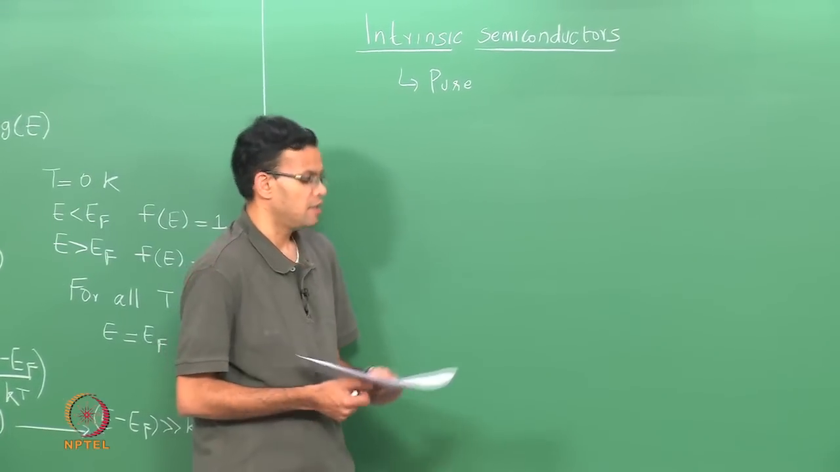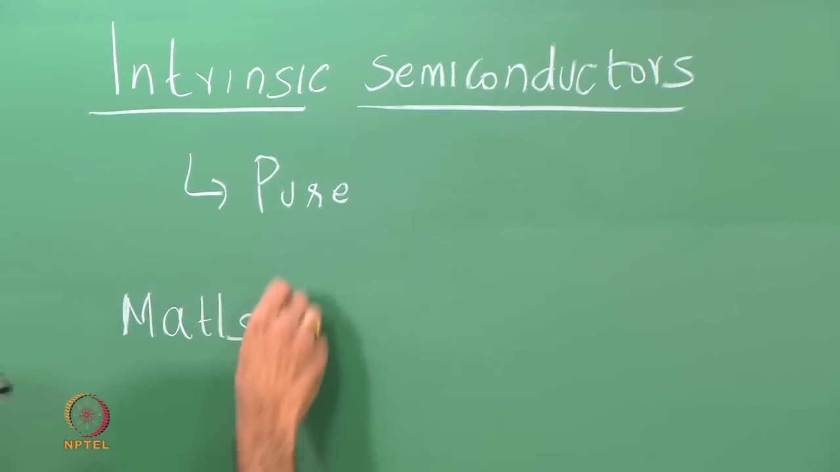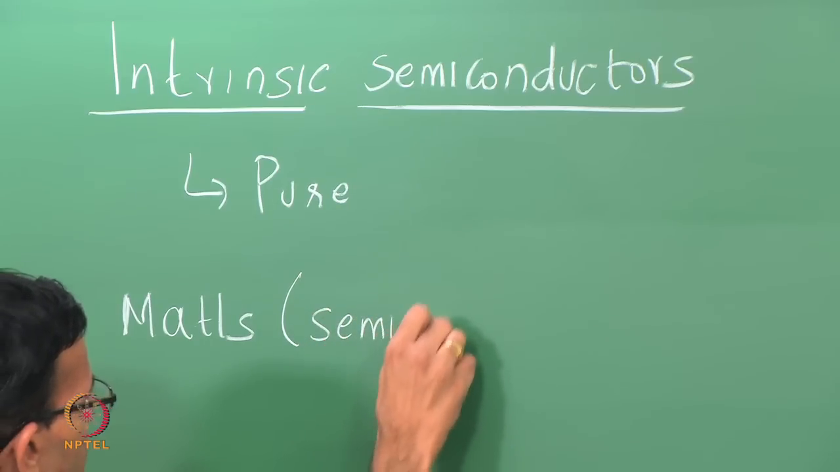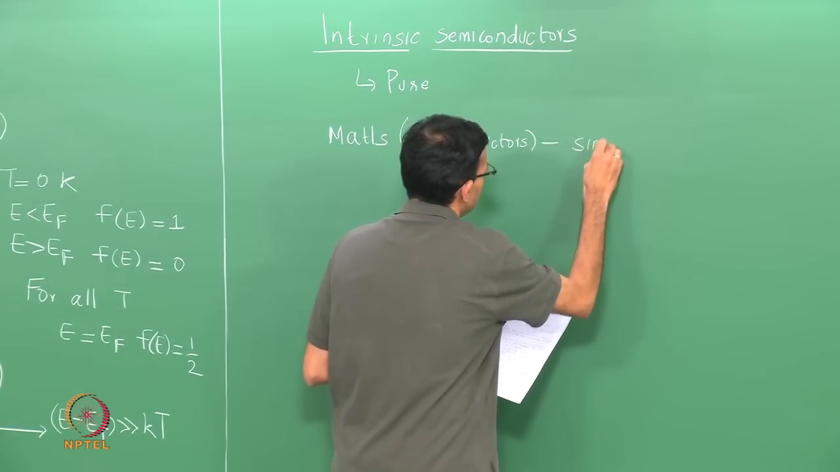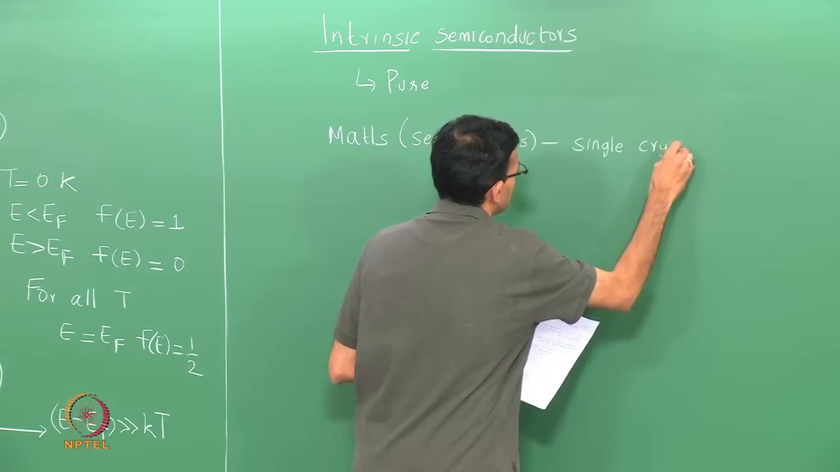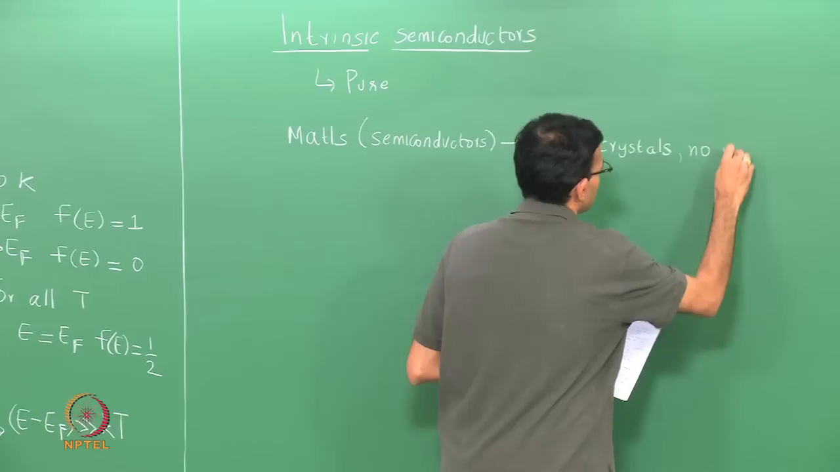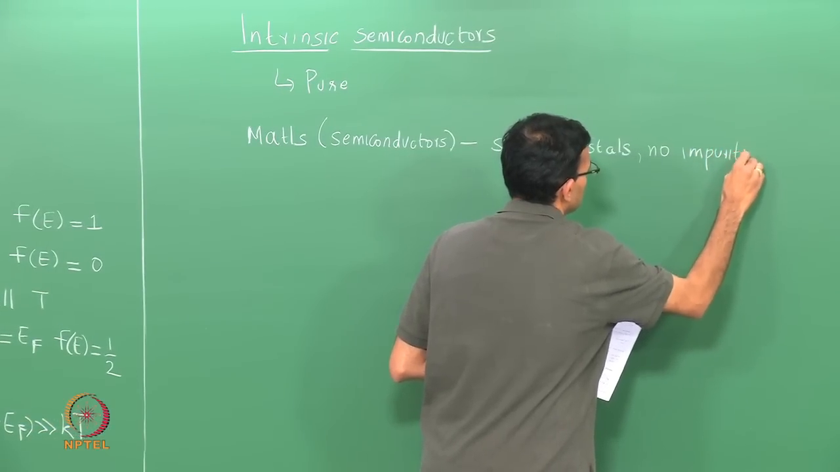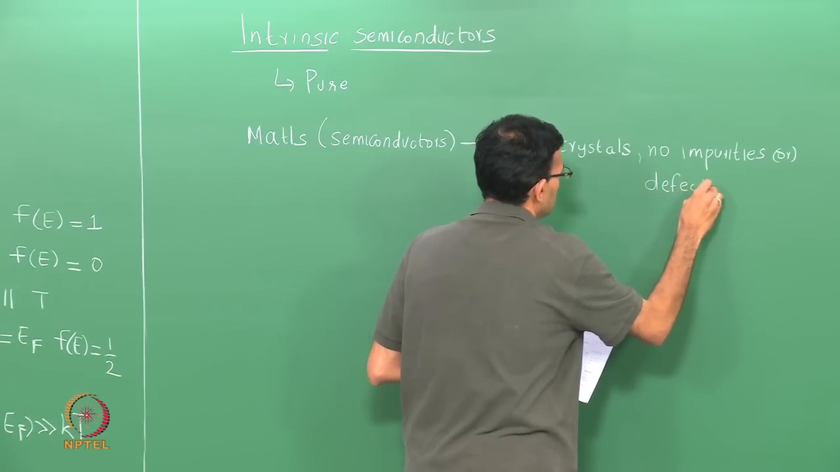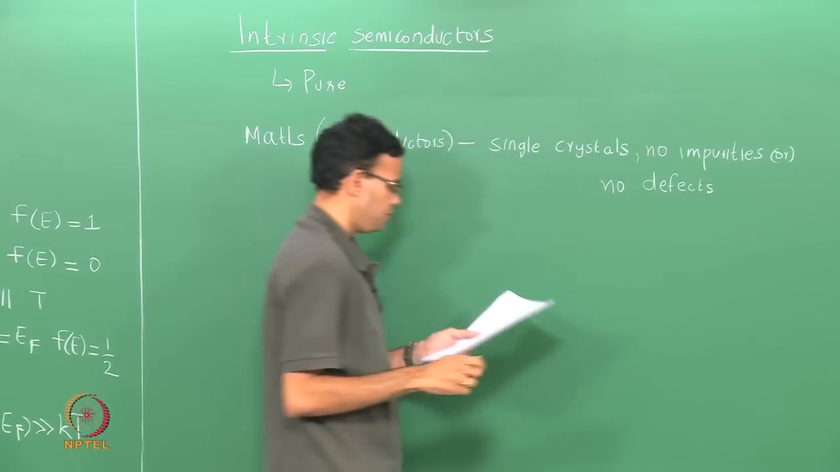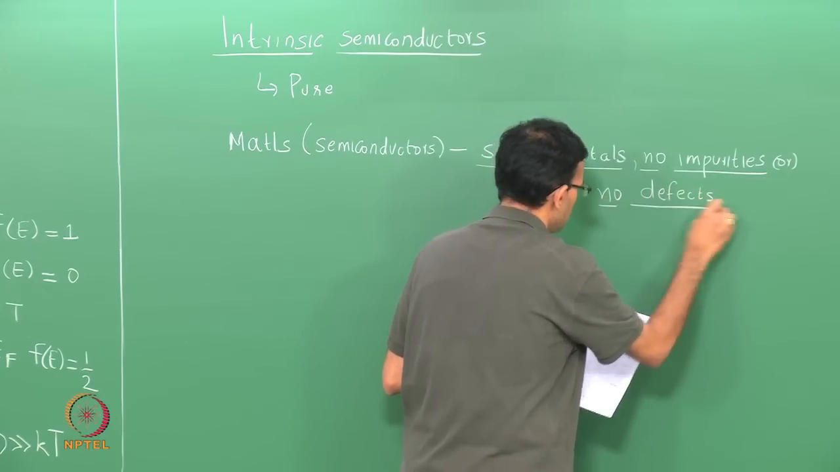So, what are intrinsic semiconductors? So, these are materials, I will just say semiconductors within bracket, that are single crystals and have no impurities or defects. We will see later why it is important that there should be no impurities or defects.